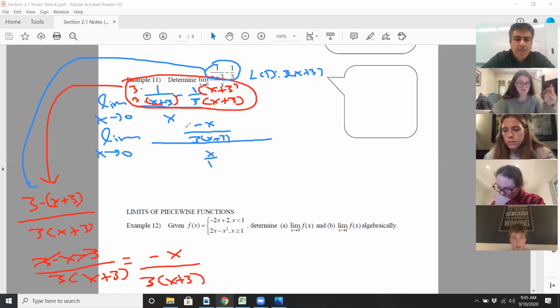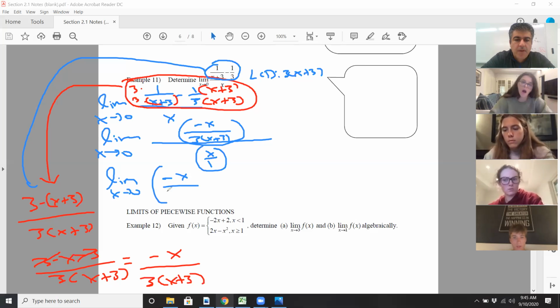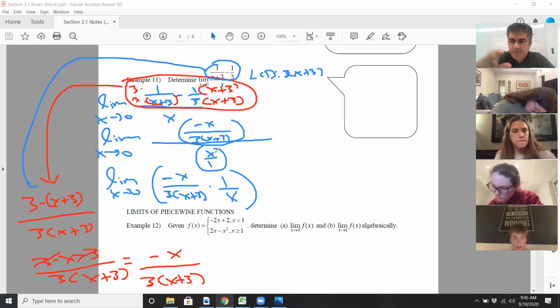So now I have two things I'm dividing. So it becomes a fraction division problem. Negative x over 3x plus 3 times 1 over x. Because the x over 1 flips. And we get cancellation.